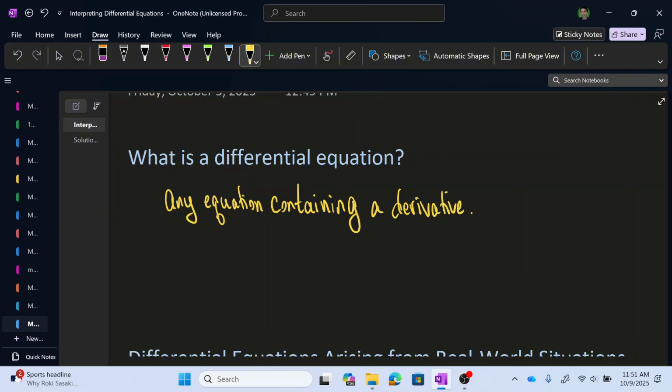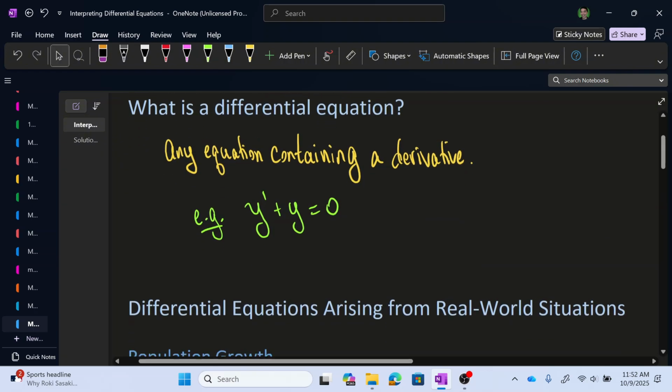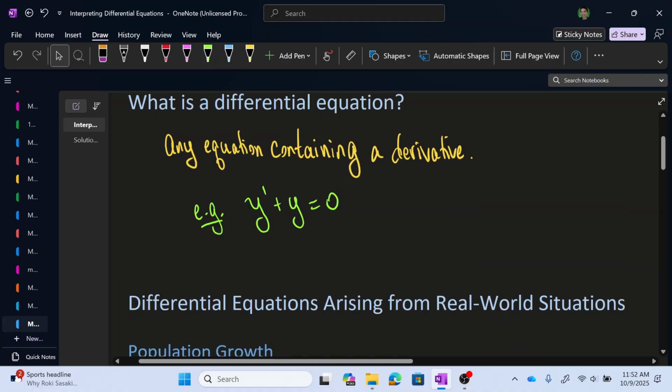So for some mathematical examples of differential equations, I could give us, for example, y prime plus y equals 0. This is saying I'm thinking about a function y equals some function of x or some function of t, and I want my function to satisfy the condition that when I take its first derivative and add it to itself, the result of that is 0. So that would be an example of an abstract mathematical differential equation. It's just an equation containing a derivative.